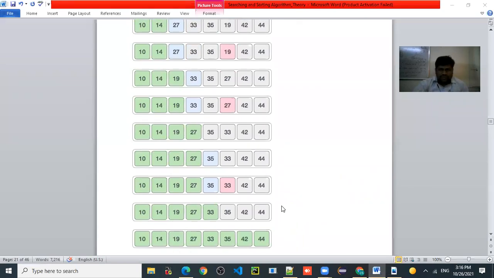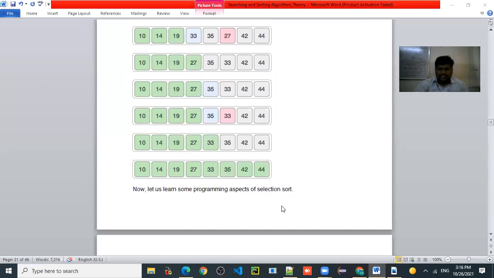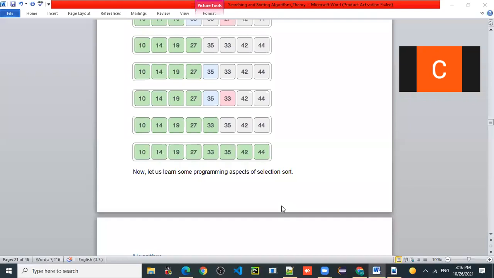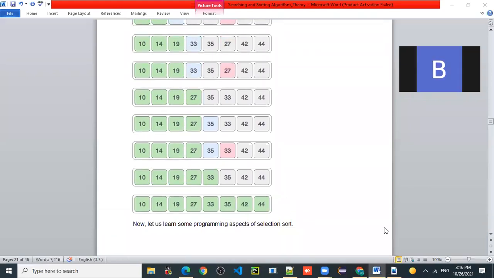Now, did all of you understand these three sorting techniques? Is there any doubt up to this? No, sir. No, sir.